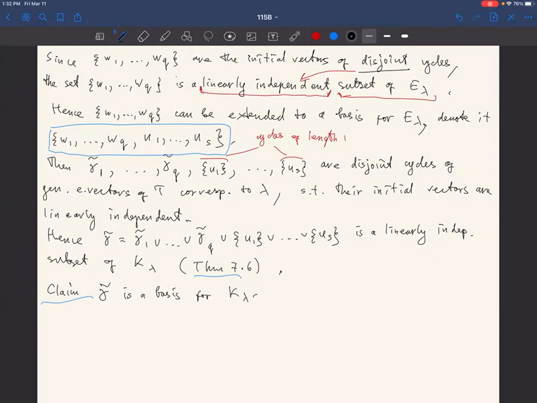If we can show that it is indeed a basis, we would be done, because it is a union of disjoint cycles of generalized eigenvectors for T by construction. Each gamma I tilde was, and each of the ui also gives a cycle for T. So if we can show that gamma tilde is a basis, we are done because it satisfies the requirement. All right, so let's show this. Proof of the claim.